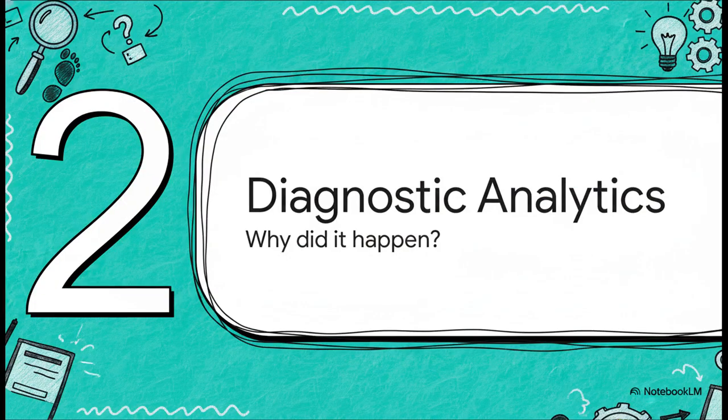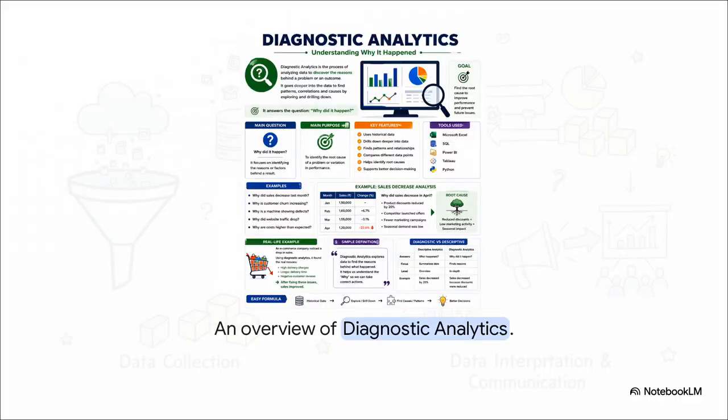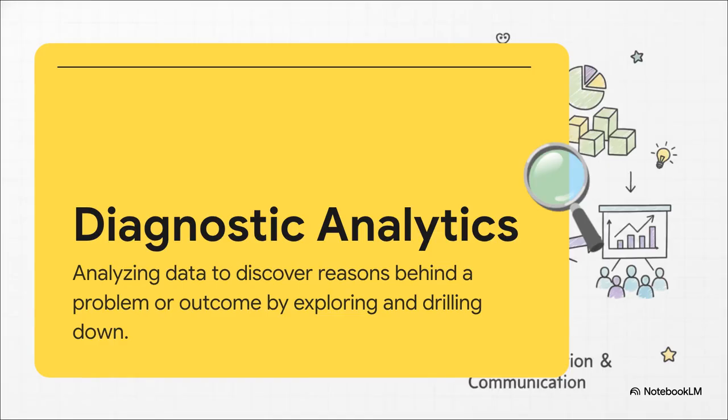Which brings us to stage 2, diagnostic analytics. Why did it happen? Now we're evolving. We're going from the historian to the detective. We aren't just looking at the flat facts anymore. We're grabbing a magnifying glass to find the root causes of a problem. Notice the shift in purpose here. We are taking that descriptive data and we're drilling down way deeper to find the hidden correlations and anomalies. This stage answers that vital question, why did it happen? And it does it by exploring the patterns.